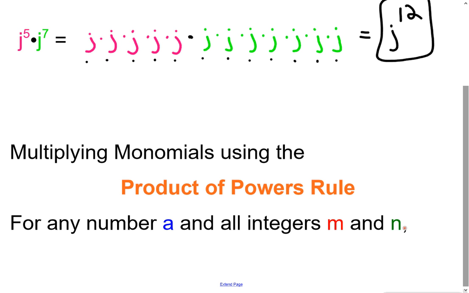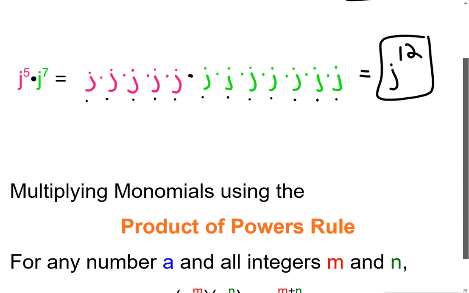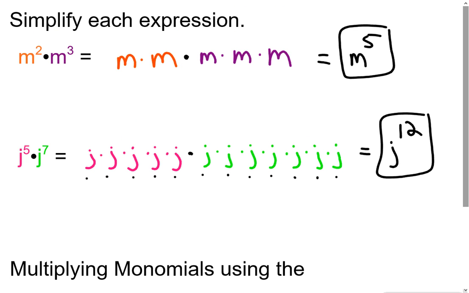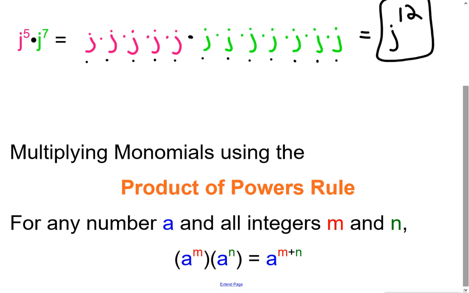It just states that for any number a and all integers m and n, in the product of powers rule, when we're multiplying two bases, notice the a's are the same in both the first monomial and the second monomial. Bases are the same. Then my answer has the same base of a as well. And then we just have to take those two exponents, the m and n in this case, and add them together. Or if you come back up to our examples, the exponents were 2 and 3, they added together to be 5. The exponents were 5 and 7, they added together to be 12. And that's the product of powers rule.